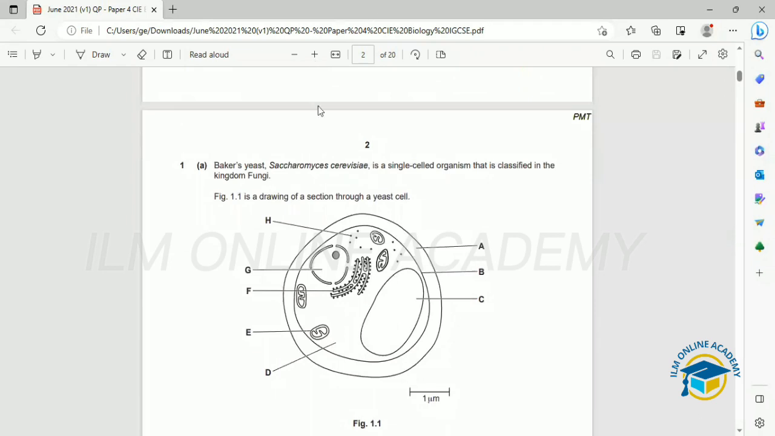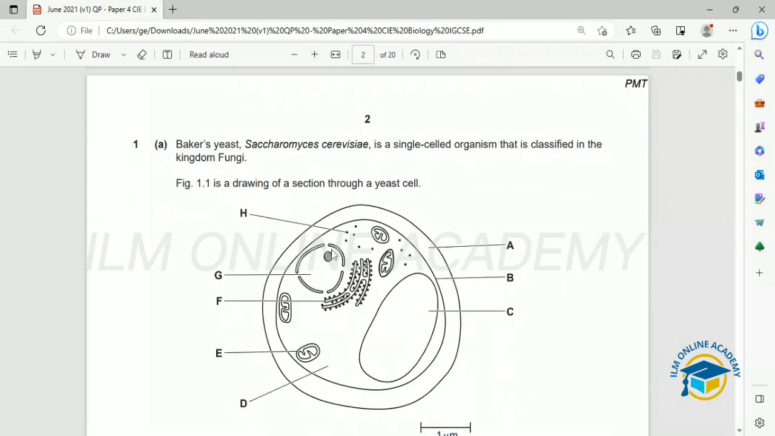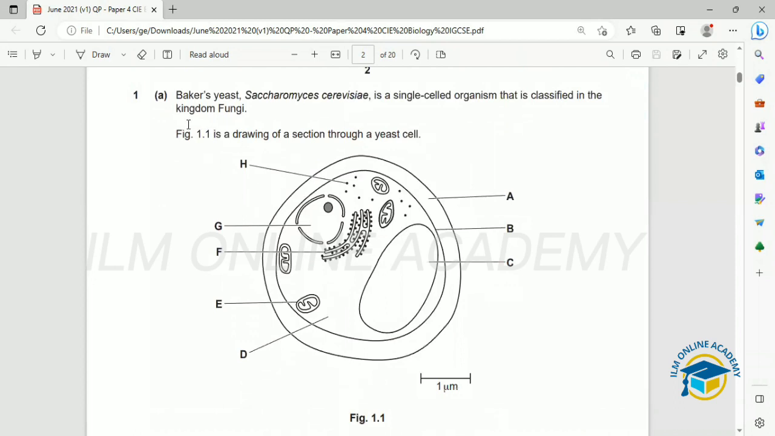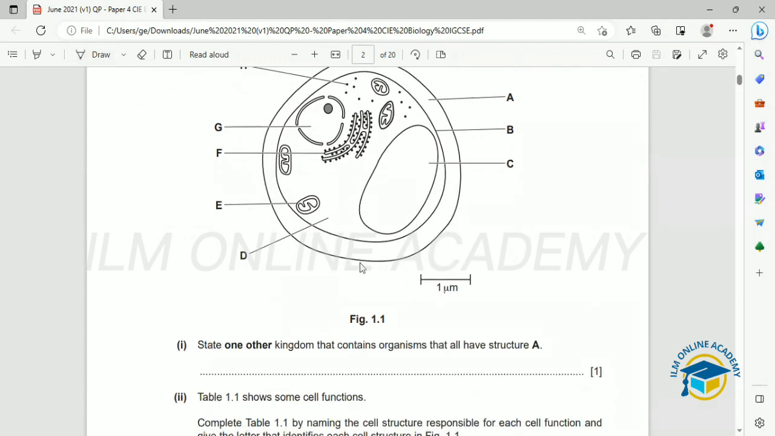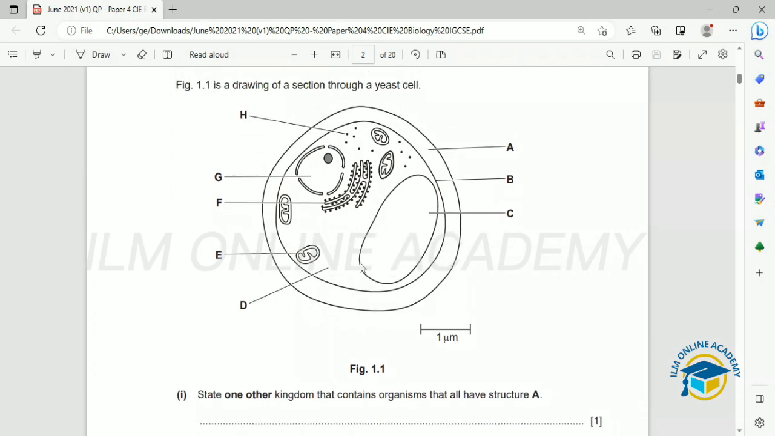All right. So the first question says that Baker's yeast, Saccharomyces cerevisiae, is a single-celled organism that is classified in the kingdom fungi, and we have got a diagram for it. Then they're asking to state one other kingdom that contains organisms that all have structure A. So structure A mainly tells you about the cell wall. Now this is yeast. Yeast cell is from kingdom fungi, right? And it has got a cell wall. Now the other kingdoms that contain organisms containing cell walls in the cellular structure are plants and sometimes prokaryotes such as bacteria. So plants.